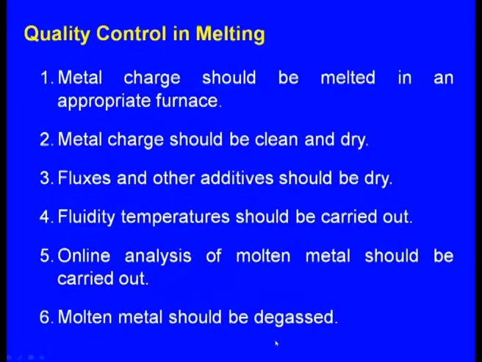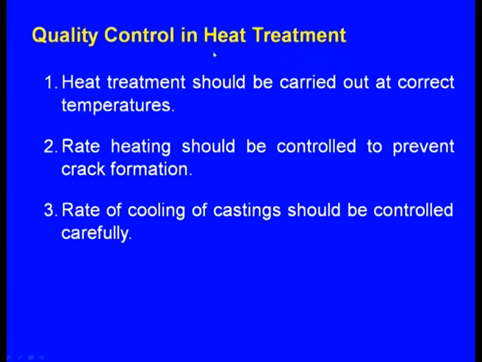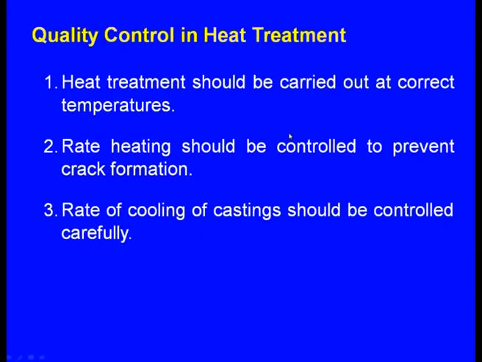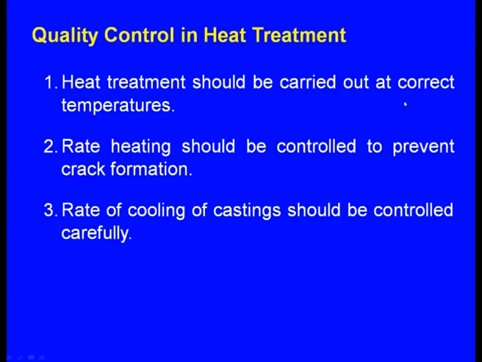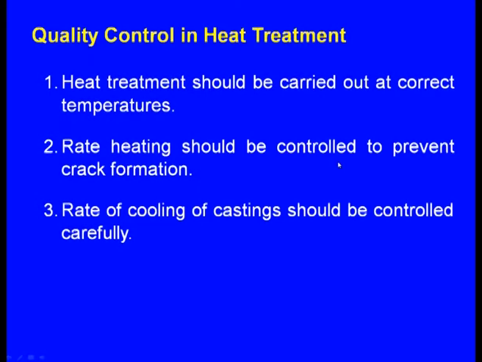Molten metal should be degassed using different degassing techniques. So, these are the different features of the quality control in melting. Next one, quality control in heat treatment. The heat treatment is carried out on the cast component after it is taken out. Heat treatment should be carried out at correct temperatures. Rate of heating should be controlled to prevent crack formation. Sometimes if the temperature is not maintained properly during this heat treatment cycle, the cast component can undergo cracking. So, that is why it should be controlled to prevent crack formation.